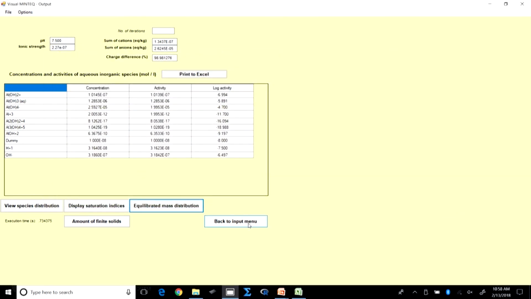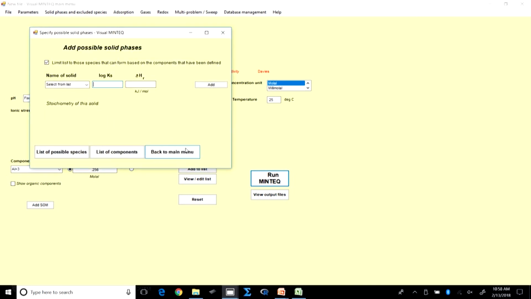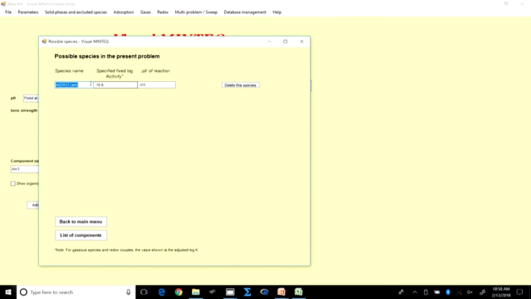Let me just look at what we have been up to. I need to fix the pH and give the relevant components, and more importantly specify the relevant solid species. So in the list of possible species, we said it was Al(OH)3 amorphous. And why did we choose amorphous? If no one gives you the relevant information, you will assume that the most soluble form of the solid, which is formed first, is the controlling solid, and in most cases it's the amorphous form.